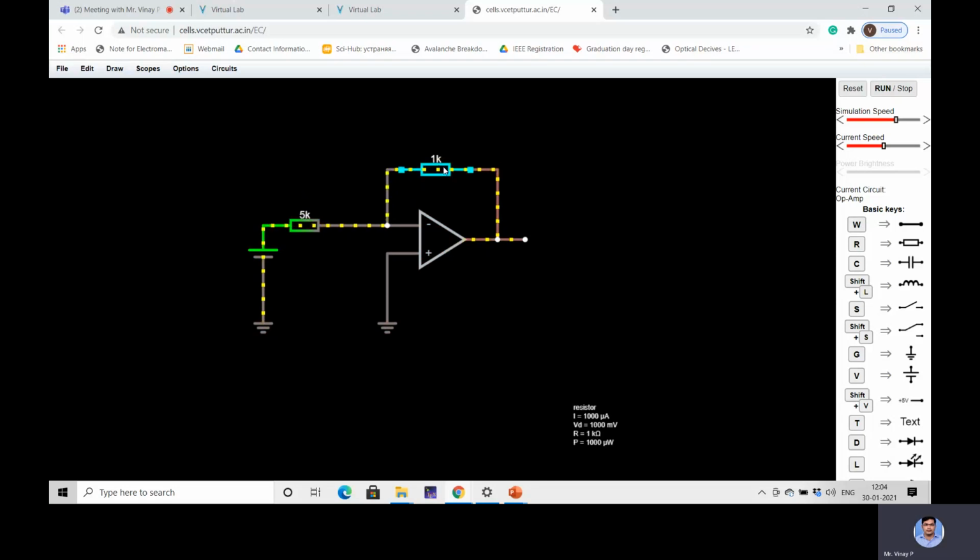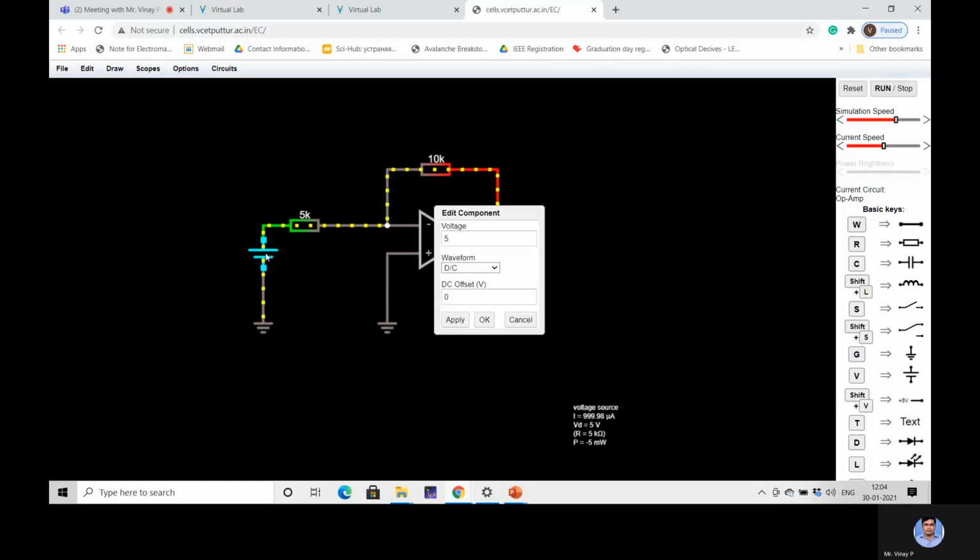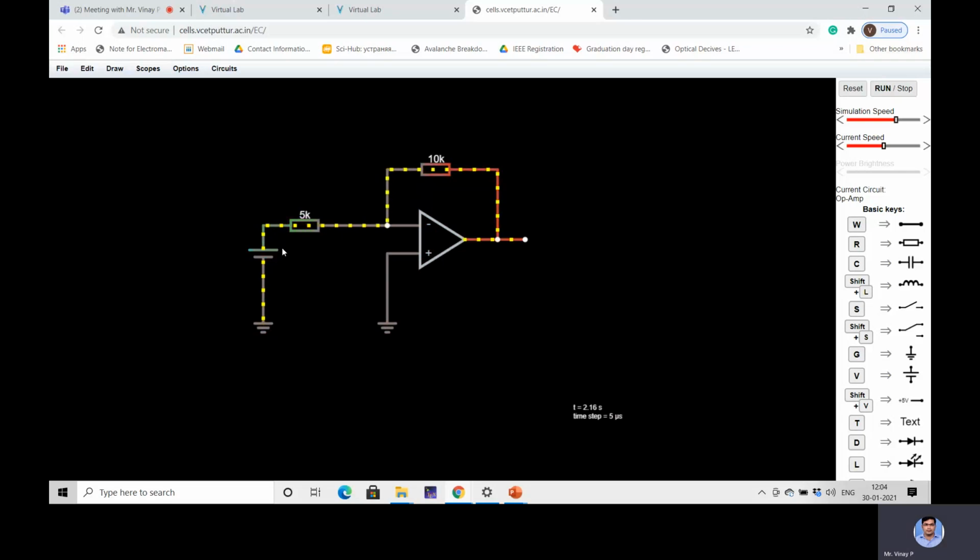Similarly, change the feedback resistance to 10 kilo. So now the value is changed to 10 kilo. And this voltage source, a DC voltage, make it 1 volt DC. So this is 1 volt DC now.